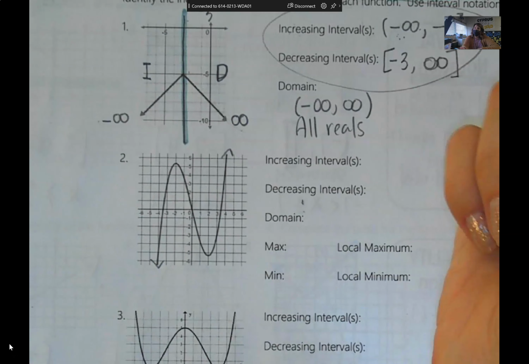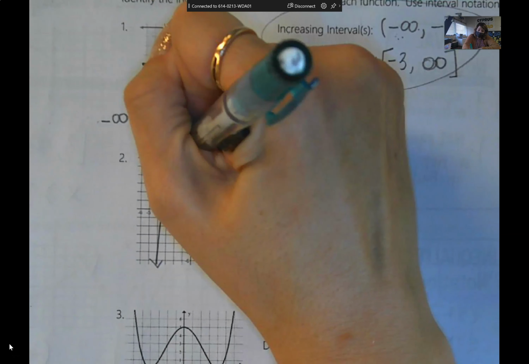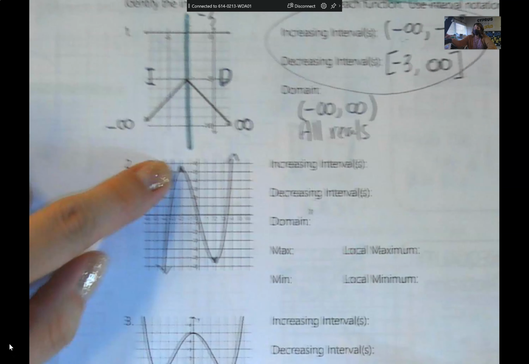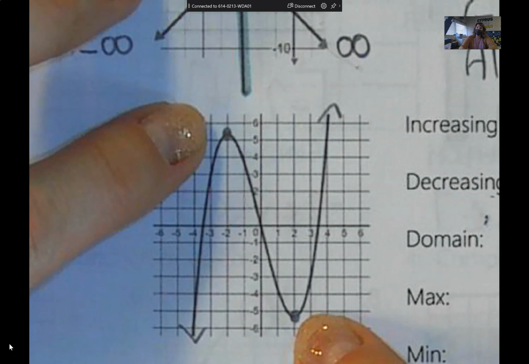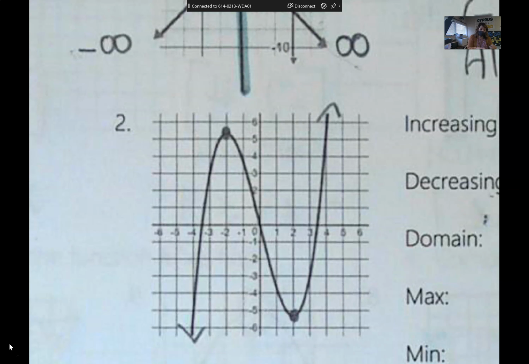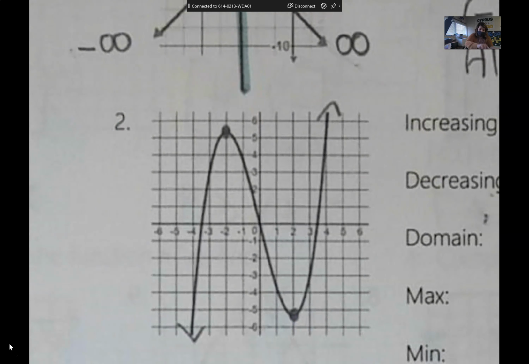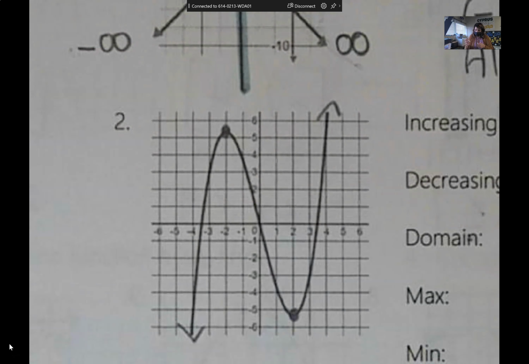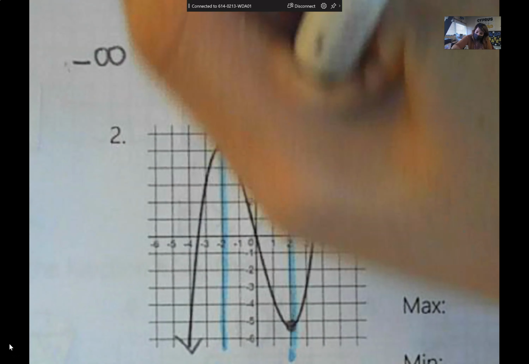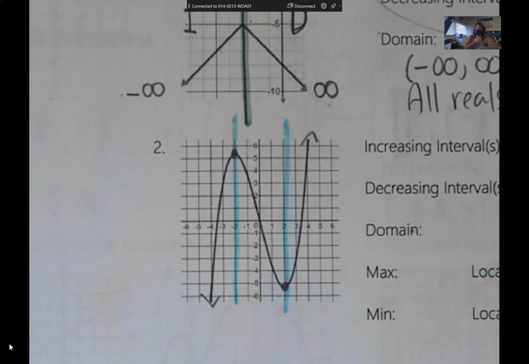he's different. So first thing that I want to do is highlight where my function turns. So these are the points on the graph where the function changes direction. That's what I mean by turns. These are the points where your function changes direction. So I'm going to mark those on my graph with a vertical line. I don't want this color. I want this color. So I'm just darkening, or highlighting, where those turning points are vertically.